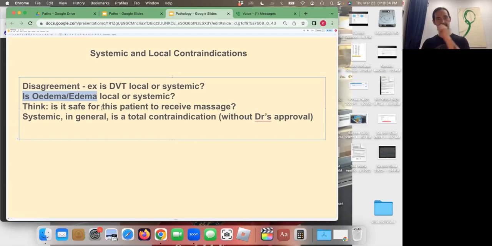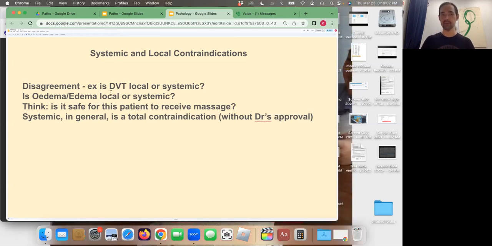Always think, is it safe for this patient to receive massage? Is it safe for this patient to receive massage? In general, any systemic contraindication, which we'll go over all those in a minute, should be considered a total contraindication. Now, if someone gets a doctor's approval, written doctor's approval, then it's okay for you to work on that person, but you have to read the note and work within the limits of what the doctor has laid out. So the doctor would probably say for a deep vein thrombosis that's in the right leg, it's okay for you to work anywhere on the body except the right leg. And then you don't work on the right side from the groin down, for example, because that's where the leg starts in the hip joint. So you don't work from the hip down.